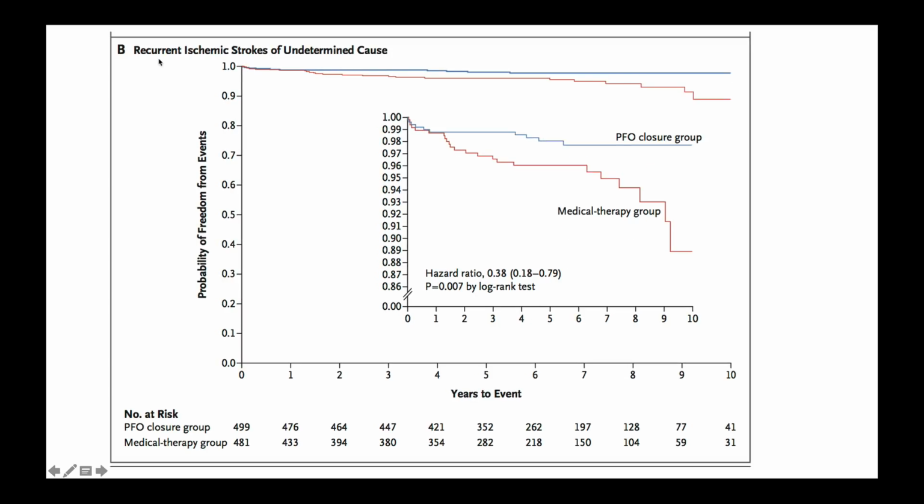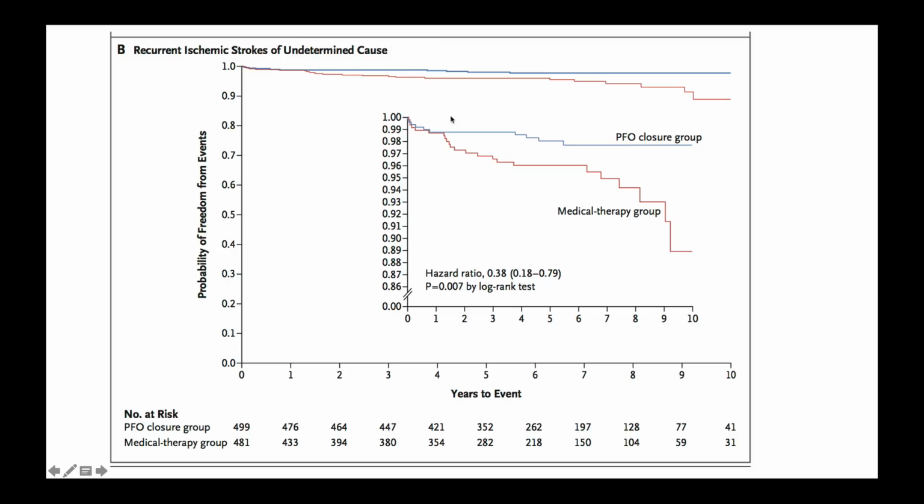What about for recurrent ischemic strokes of undetermined cause? So this outcome is, hey, the initial patients where you had a cryptogenic stroke, a stroke for which we don't know what caused it, but you also had a PFO, what's the risk of having another stroke that we don't really know what caused? And let's take a look to see what happened.